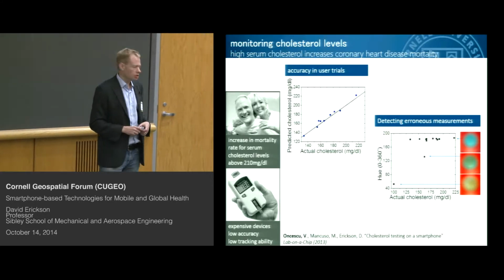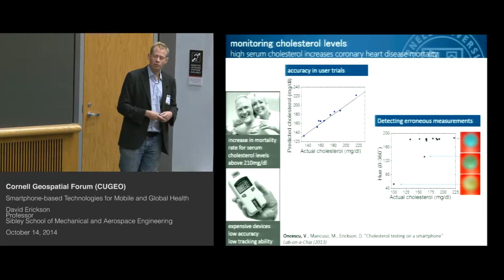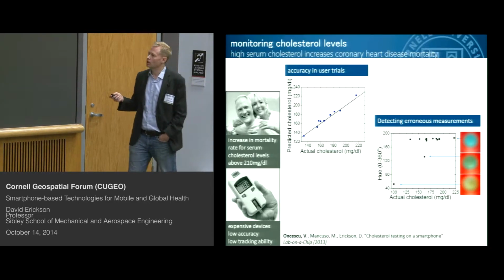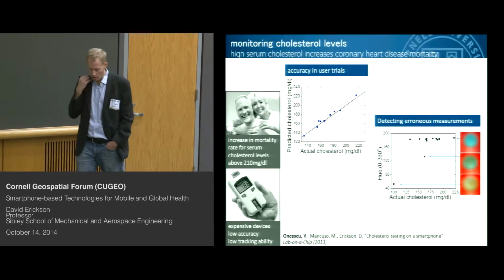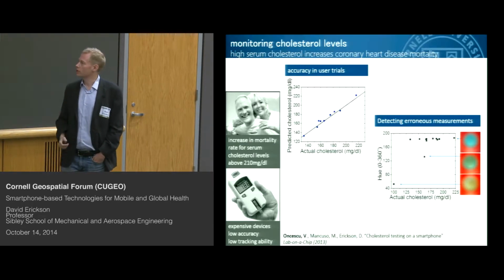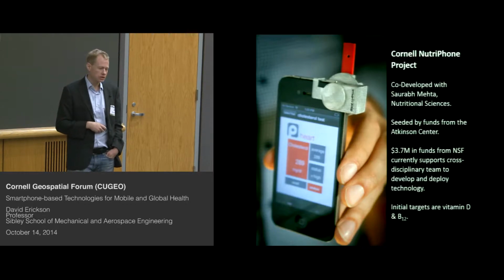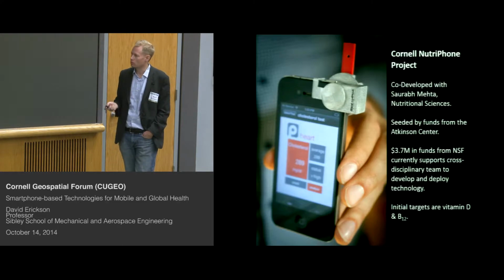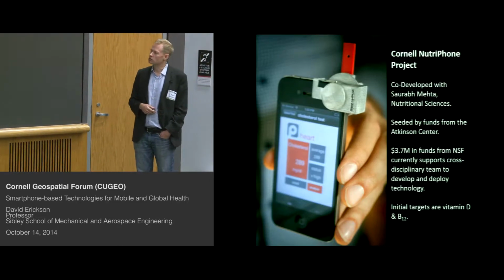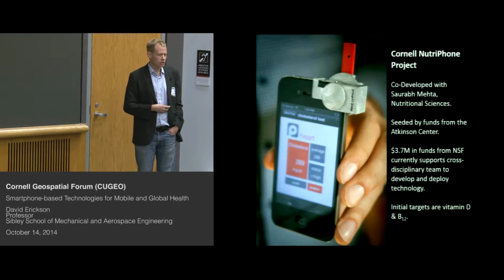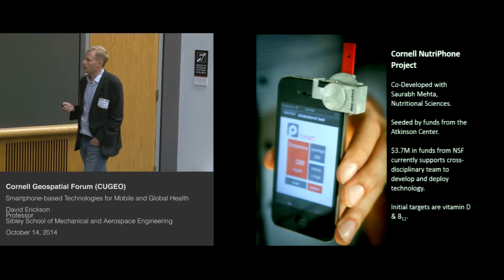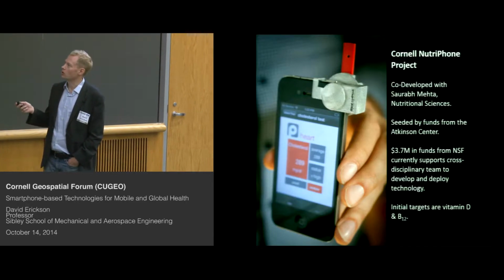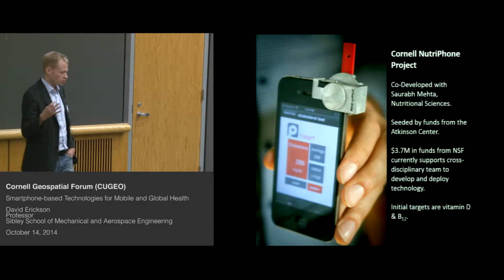Then let me touch on the Cornell Nutrafone project that we're getting off the ground, which builds on those ideas. Professor Saurabh Mehta and I have been working on this for 2 to 3 years. Initial funds came from the Atkinson Center, which many of you are familiar with. We recently received almost $4 million from the NSF to support these types of technologies over the next few years. It really is an extension of the device I showed earlier, building off this platform to do a broader range of tests.